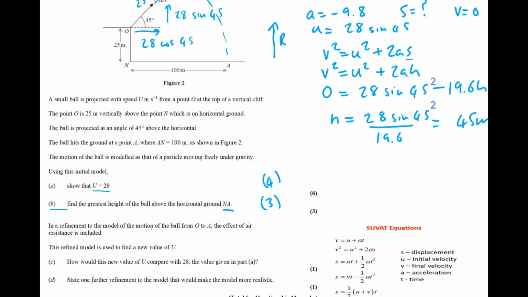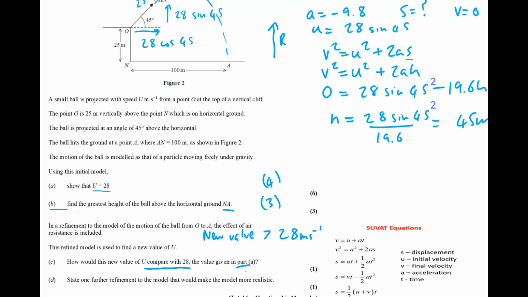In the refinement to the model of the motion of the ball from O to A, the effect of air resistance is included. This refined model is needed to find a new value of u. How would this new value of u compare with 28, the value given in part A? Well, the new value will be greater than 28 meters per second. Because if you count air resistance for this model, for the same thing to happen in the model, then for N and A to make 100, u has to be greater because it's affected by air resistance.